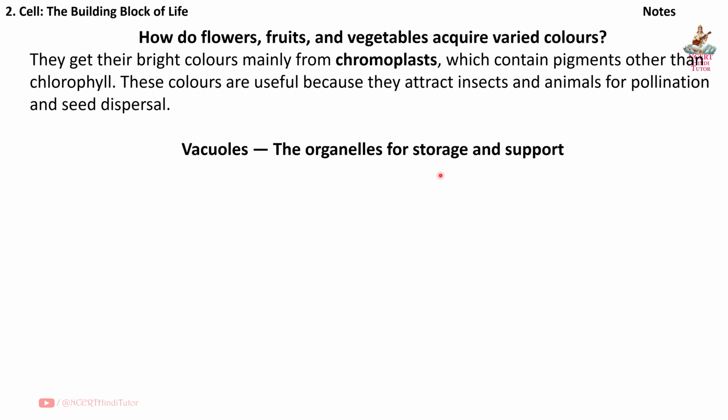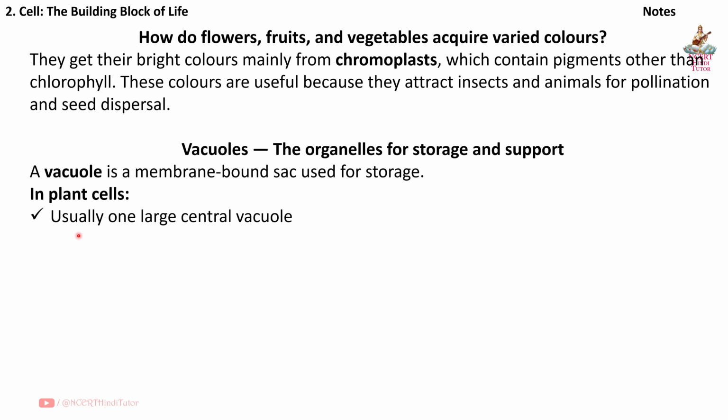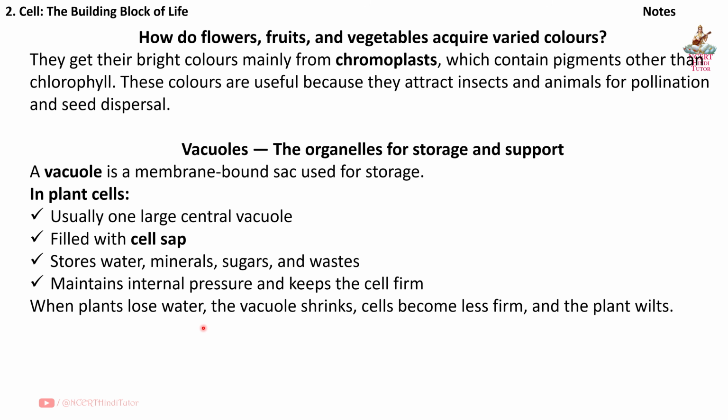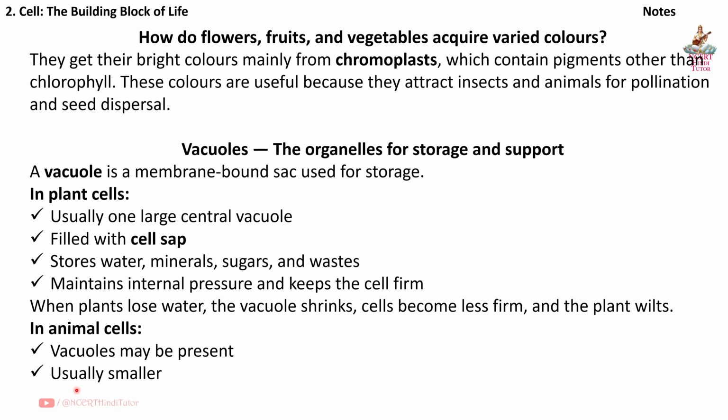Vacuoles, the organelles for storage and support. A vacuole is a membrane-bound sac used for storage. In plant cells, usually one large central vacuole filled with cell sap, stores water, minerals, sugars and waste, maintains internal pressure and keeps the cell firm. When plants lose water, the vacuole shrinks, cells become less firm and the plant wilts. In animal cells, vacuoles may be present, usually smaller, and help in temporary storage.